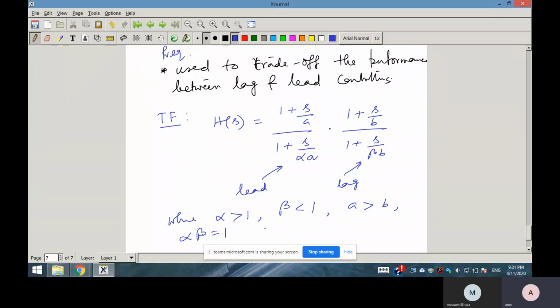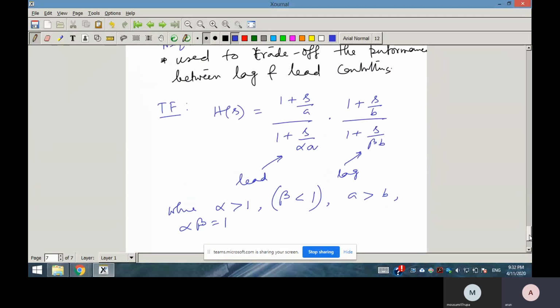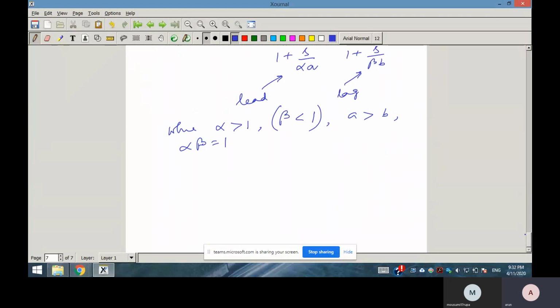So instead of taking alpha and beta differently, we will consider alpha beta equal to 1, so that if alpha is greater than 1, automatically beta will be less than 1. That can be guaranteed, so this is redundant. Once you consider alpha beta equal to 1, you need not specify beta less than 1, because it will automatically be satisfied. Now why I assumed a greater than b is the important thing. Before that, I will quickly draw the pole-zero map.